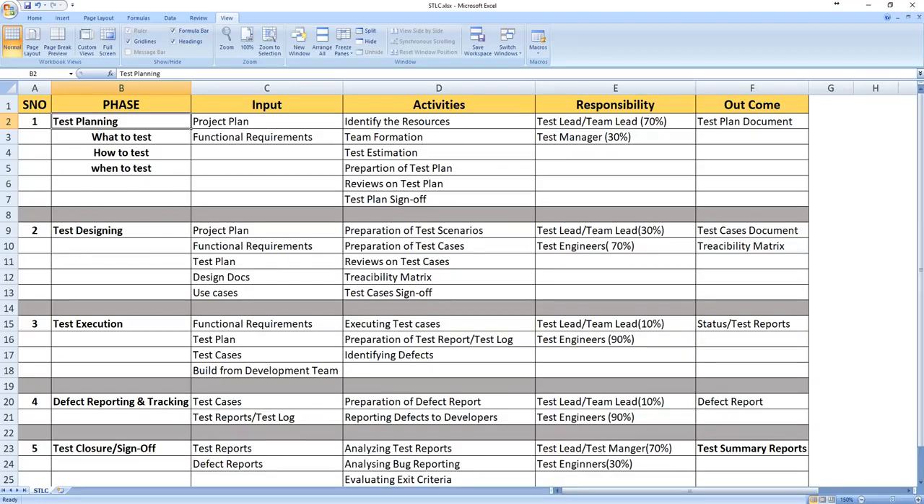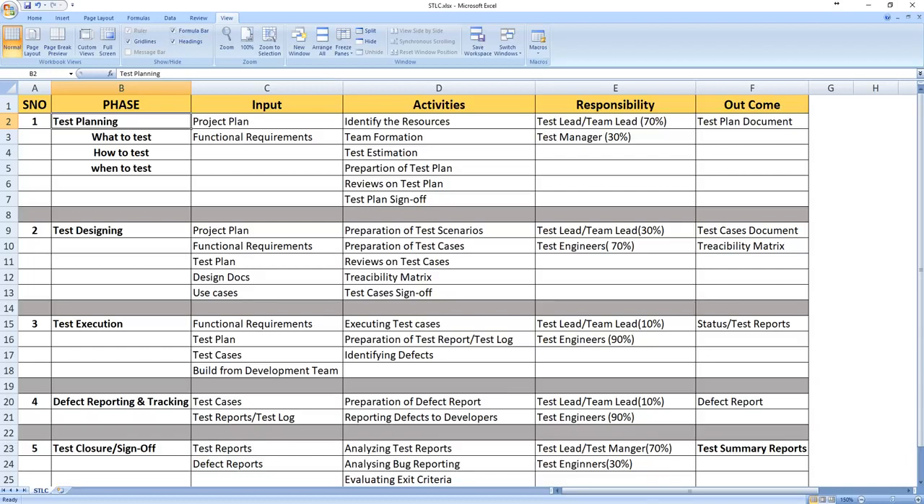What to test means what the scenarios and functionalities are. How to test means what the types of testing are. When to test means timelines. So test planning always focuses on these 3 key areas. And what are the input documents for test planning?